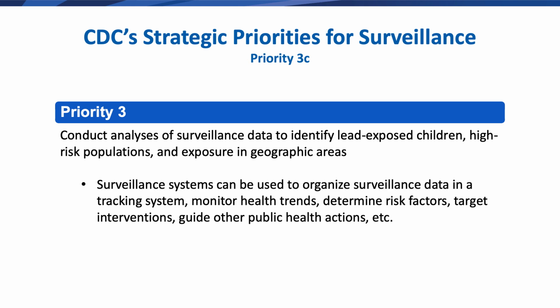The second emphasis in Priority 3 is to use the surveillance system to organize data within the tracking system, monitor health trends, determine risk factors, target interventions, and guide other public health actions. Having the data easily accessible and creating systems will assist in identifying trends or high-risk areas.